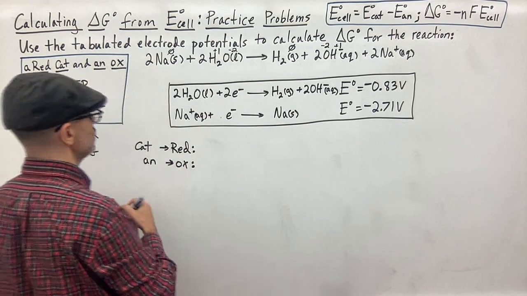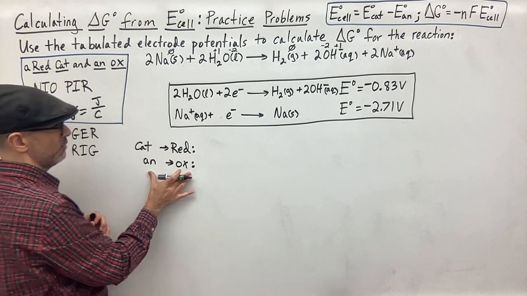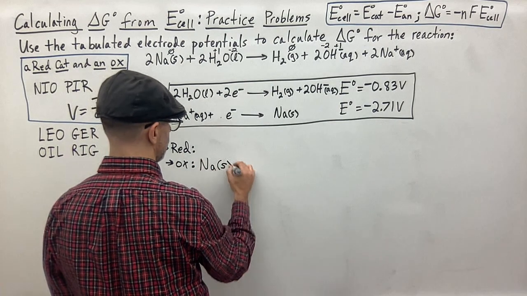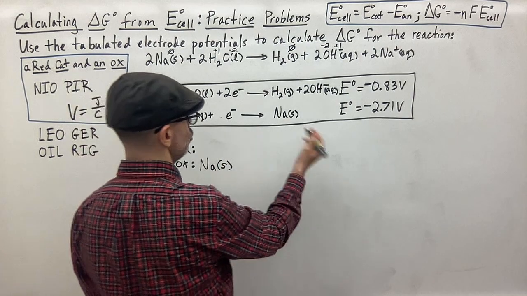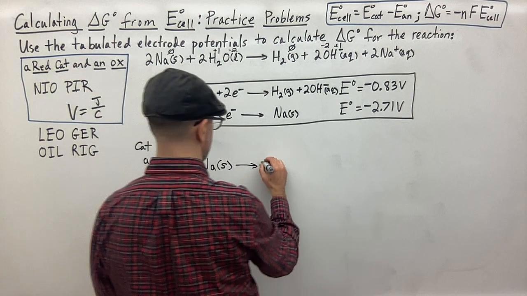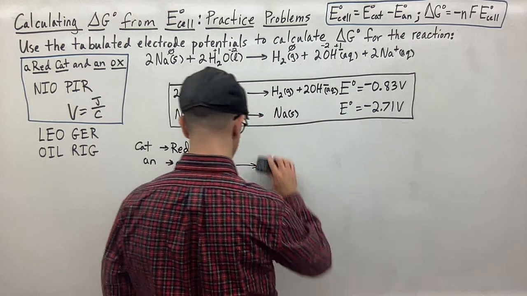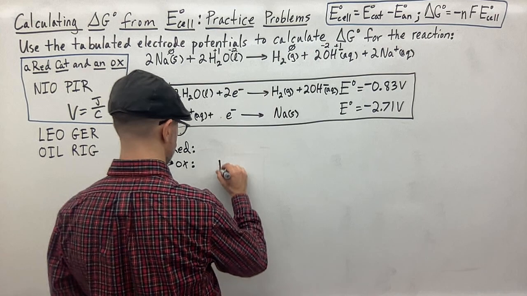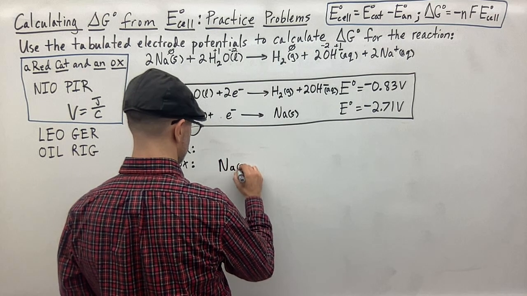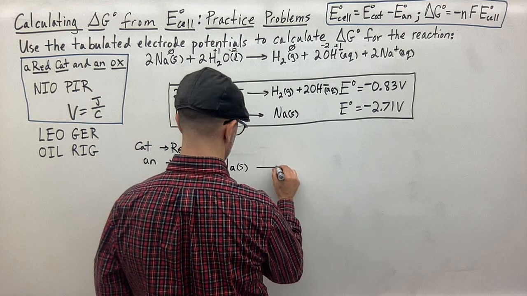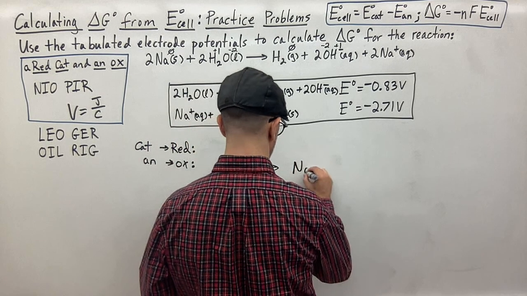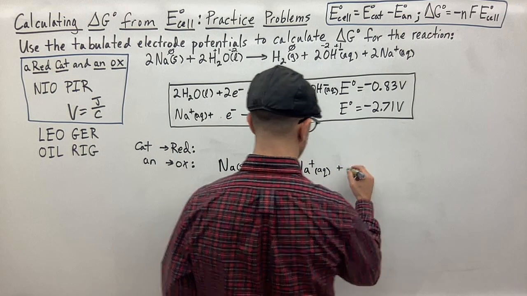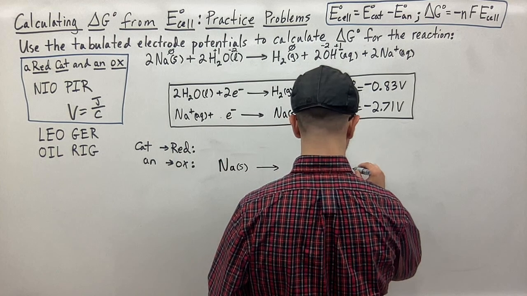So sodium is undergoing oxidation, so we're going to have to write it here. Na solid, and it's going to lose electrons, so it's going to become Na+. Let me give myself some room here. Let me rewrite this. So Na solid goes to Na+ aqueous plus an electron.